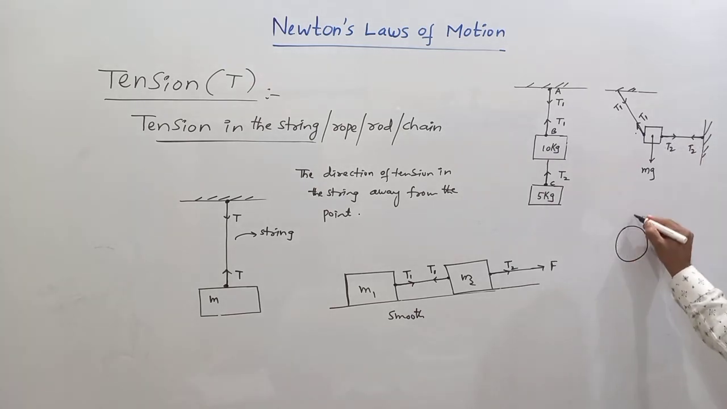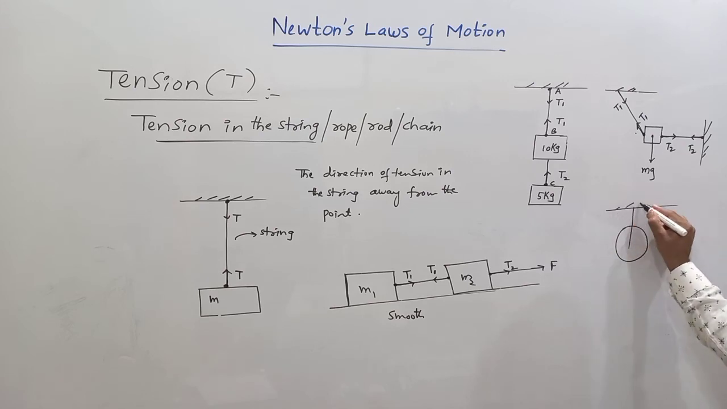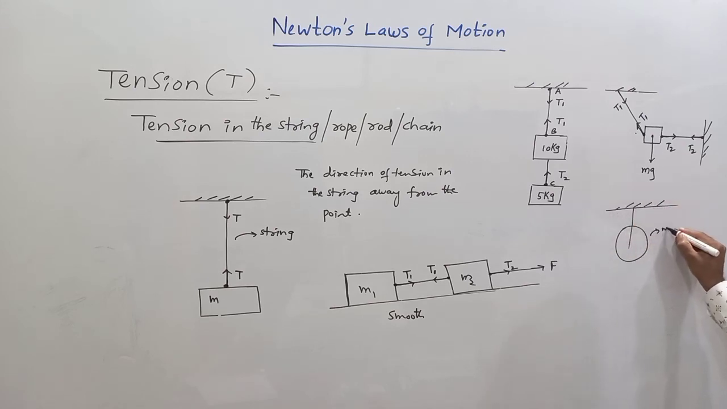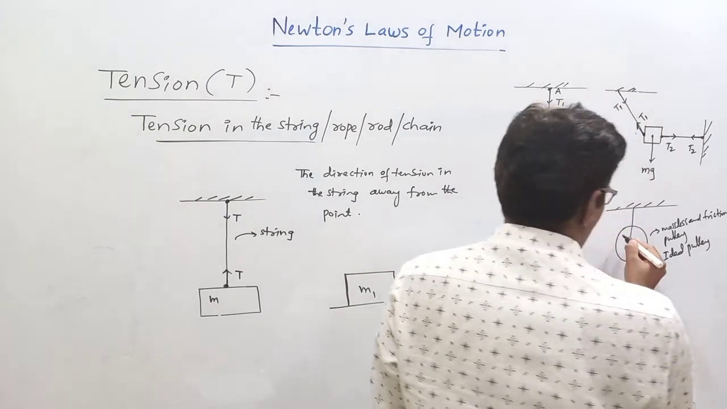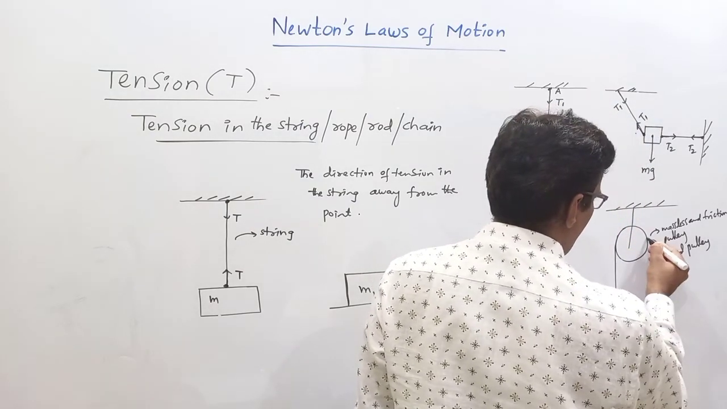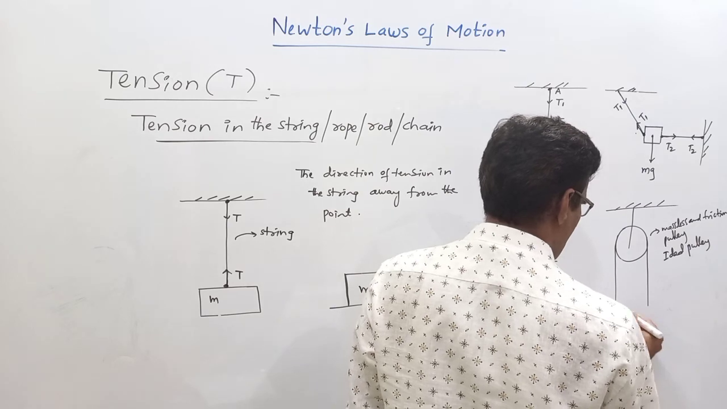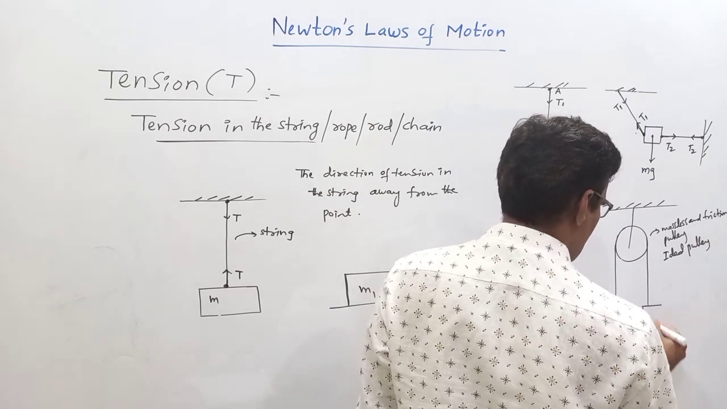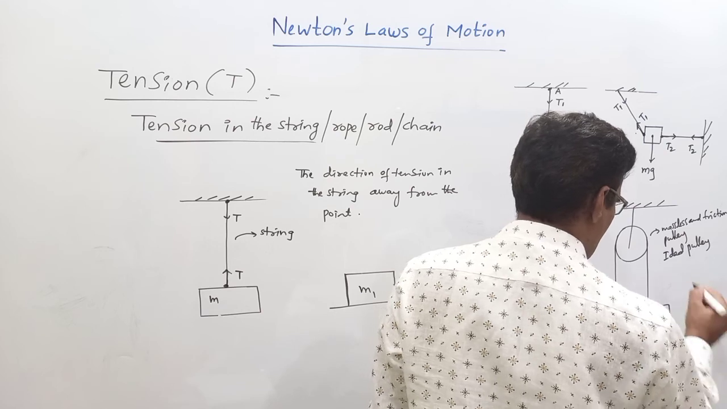Suppose let us consider a pulley, a massless pulley. Which pulley? Massless and frictionless pulley, which means it is an ideal pulley. The string is passing over the pulley. This end is mass M1, and this end is mass M2, both suspended.